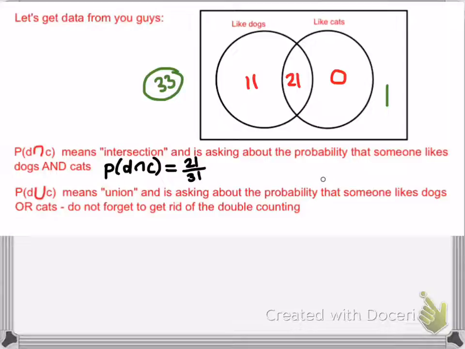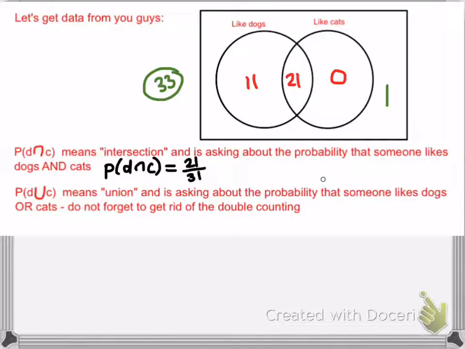Okay, and this, somebody said, looks kind of like an N. And so they were saying like N, like intersection. And I like that. That's going to help you remember. This right side up U stands for union. U and union. So that kind of makes sense as well. Probability of dog union cat means that the probability that somebody likes dogs or cats. Or cats. So either one.